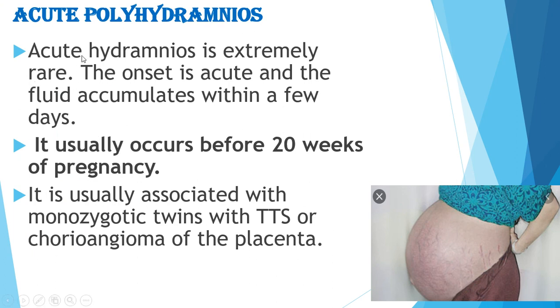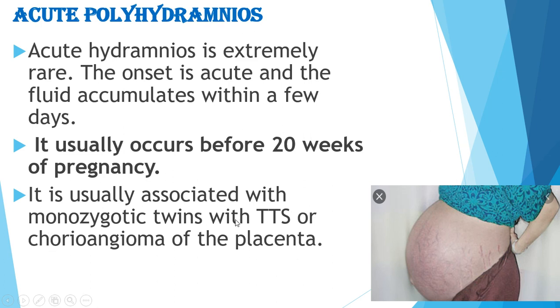Next we can see the next condition of hydramnios, that is acute polyhydramnios. We saw chronic polyhydramnios. Next, acute polyhydramnios is extremely rare. The onset is acute and the fluid accumulates within a few days. So it usually occurs before the 20th week. When we say chronic, it is after the 20th week. It is before the 20th week.